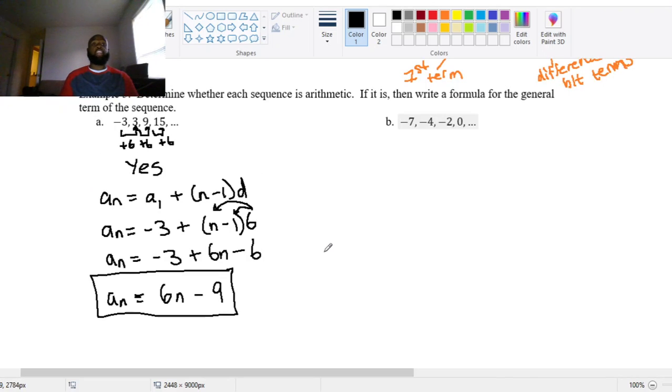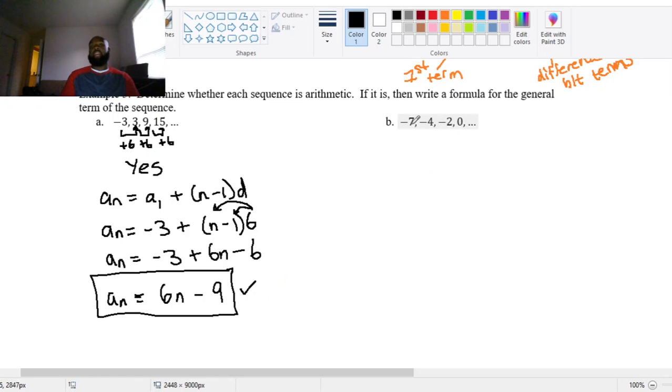And you can always check yourself by plugging in n equals 1, right? n equals 1, I get 6 times 1 minus 9, that's negative 3, 6 minus 9. n equals 2, I get 12 minus 9, which is 3. n equals 3, I get 18 minus 9, which is 9. n equals 4, I get 24 minus 9, which is 15, right? And so that checks out.